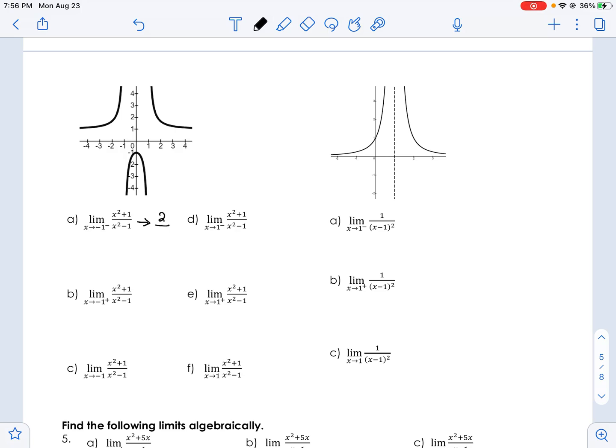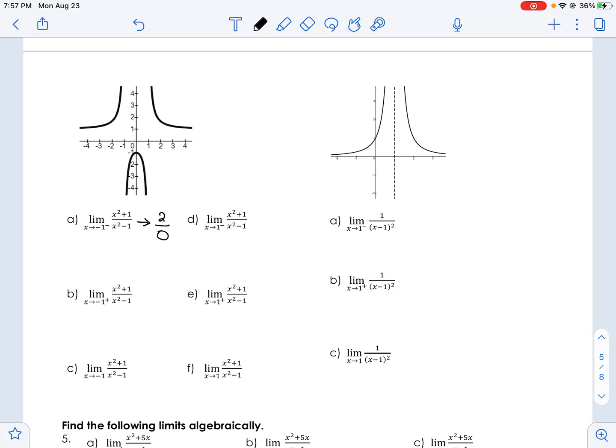And then if I plug it in on the bottom, negative 1 squared is 1, 1 minus 1 is 0. Again, we said that if it's a number over 0, it is a vertical asymptote. So this is where a little bit of number sense has to come into play.